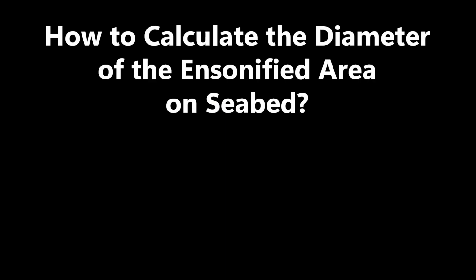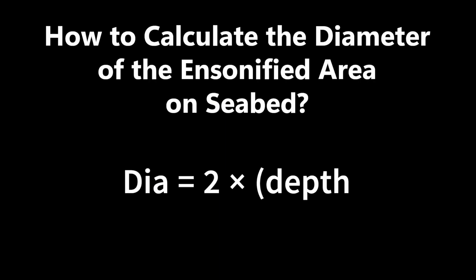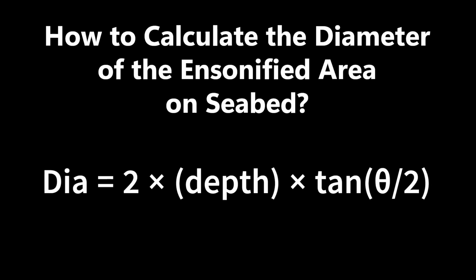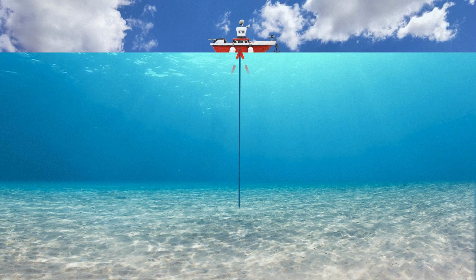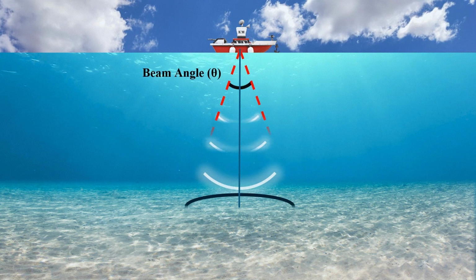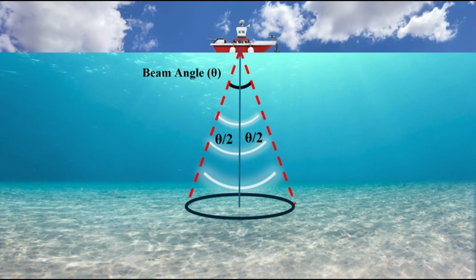The simple calculation is: the ensonified area diameter is equal to 2 multiplied by depth multiplied by tan theta by 2. Let's break it down. A single beam echo sounder sends out a conical beam. The beam width is defined by the total angle theta measured at the transducer. Since the beam spreads outwards, half of this angle, or theta by 2, is used in the calculation.